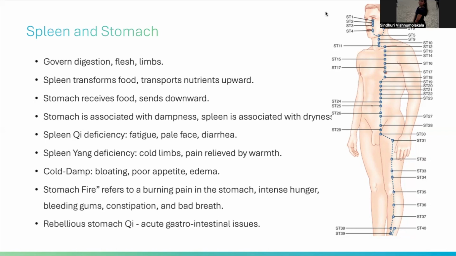In more severe conditions, spleen yang deficiency presents as, again, diarrhea, cold limbs, and abdominal pain, which can be relieved by warmth, hot drinks, frictional massage, or moxibustion. When these symptoms include bleeding, especially from the digestive tract or the uterus, the condition is known as spleen not controlling the blood.